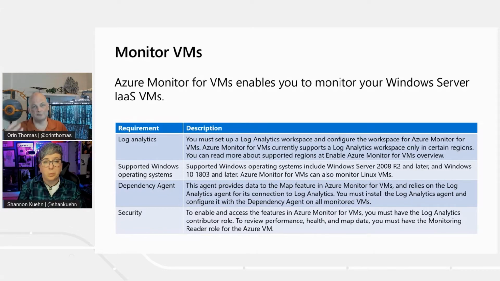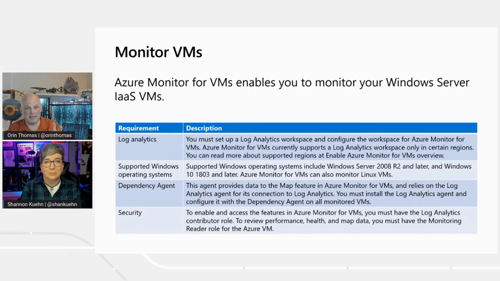The next thing is the dependency agent. The dependency agent provides data to the map feature of Azure Monitor for VMs. That allows you to see what the dependencies are on this VM and what this VM depends on. If you've got a multi-tier, multi-VM application and you want to know what it depends on, say a domain that it needs for authentication, well, that's a dependency. And if you turn off the domain controller VM, you're going to be in a world of hurt later on.